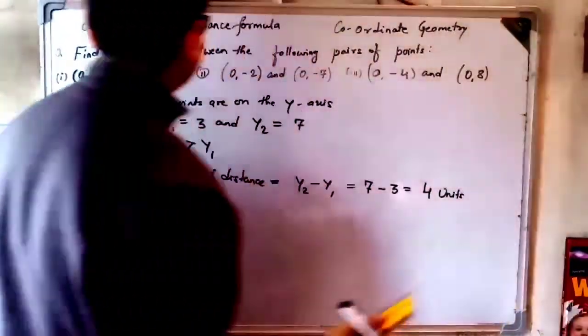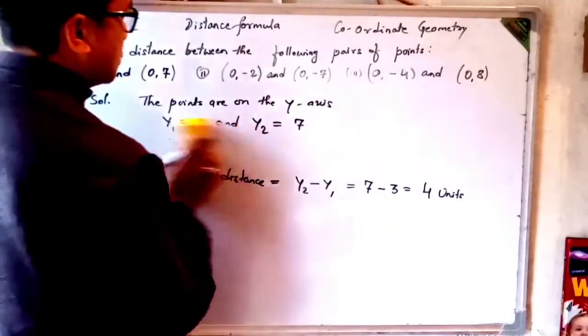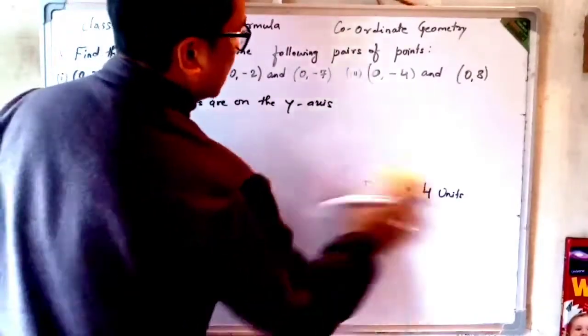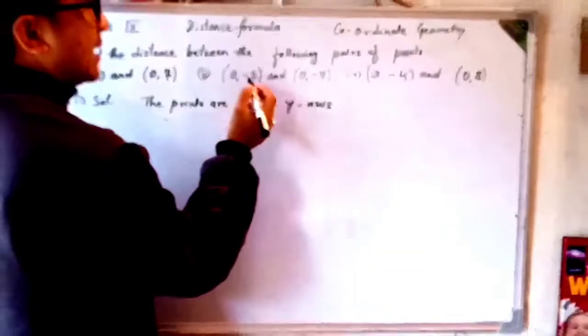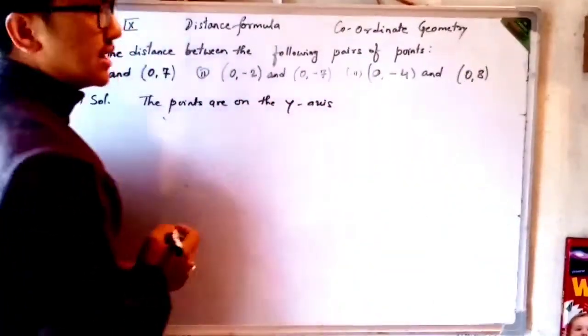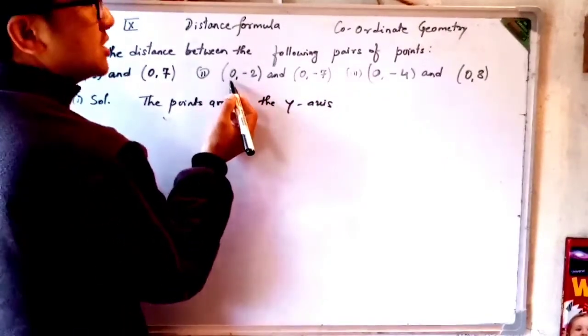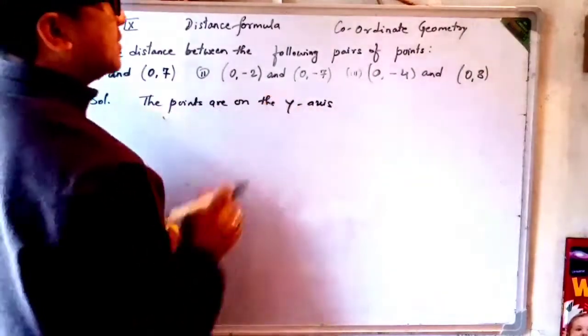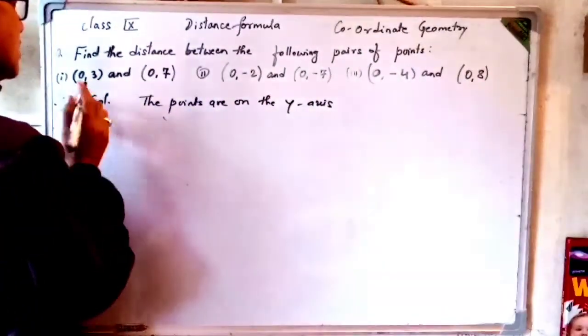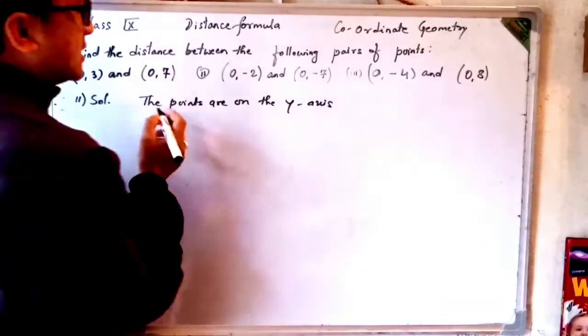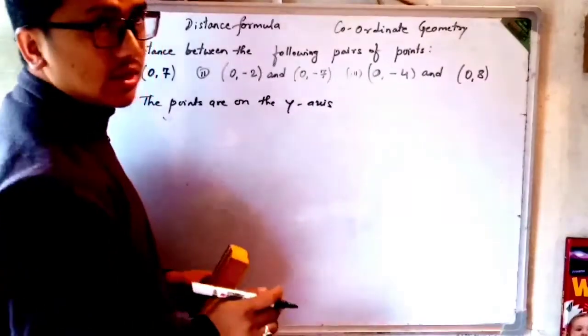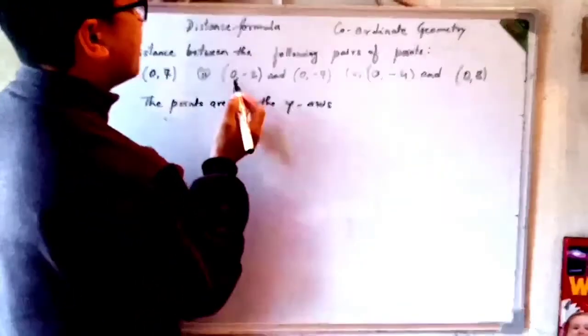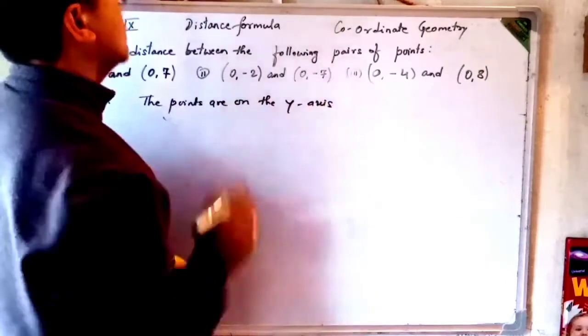And the second question is (0, -2) and (0, -7). Here also the x coordinate is 0 and here also x coordinate is 0. That means the points are on the y axis. And to do solution number 2, we have to write the same thing. The points are on the y axis because the x coordinate is 0. Here also x coordinate is 0.